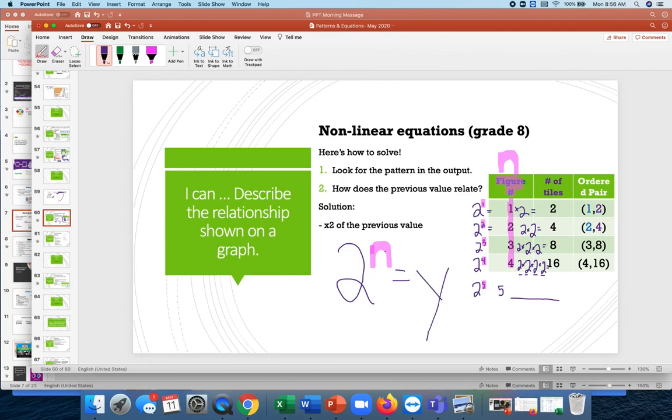Or 2 to the power of x equals y. Whatever you wanted to make it. Y being our output, which is the tile. So I could have said 2 to the power of the number of figures we have equals t, if that represents tiles. Okay, whew.